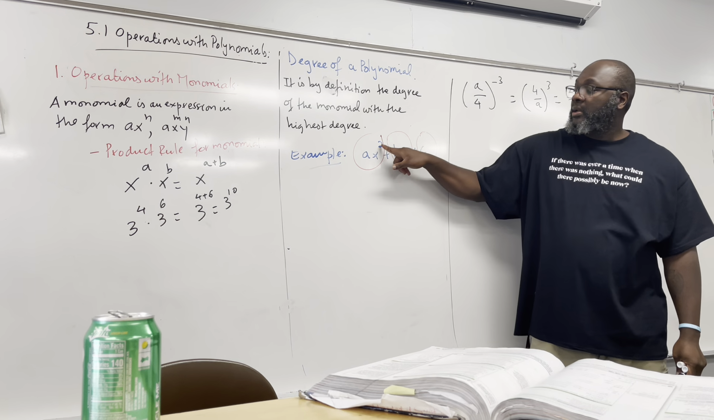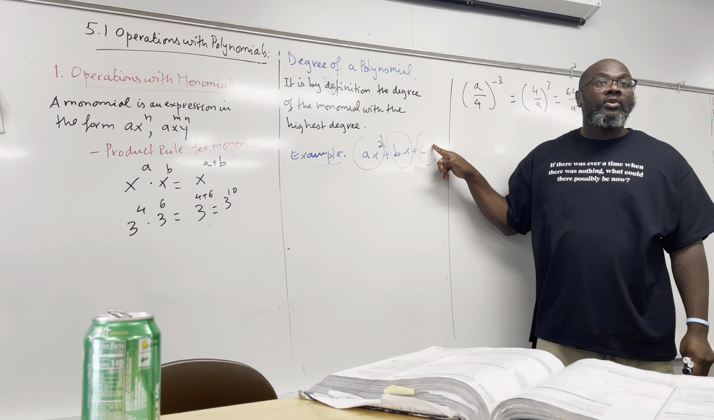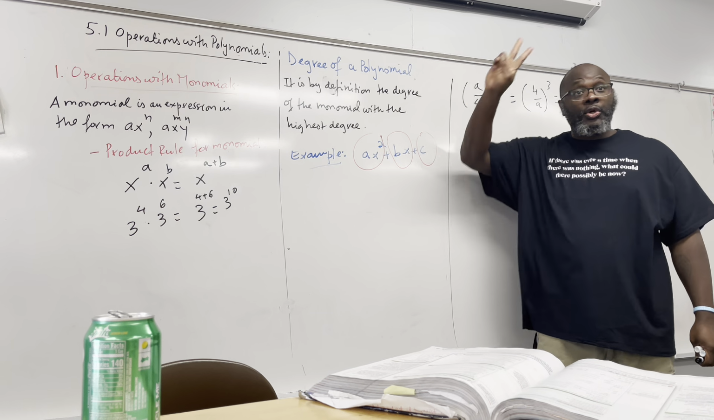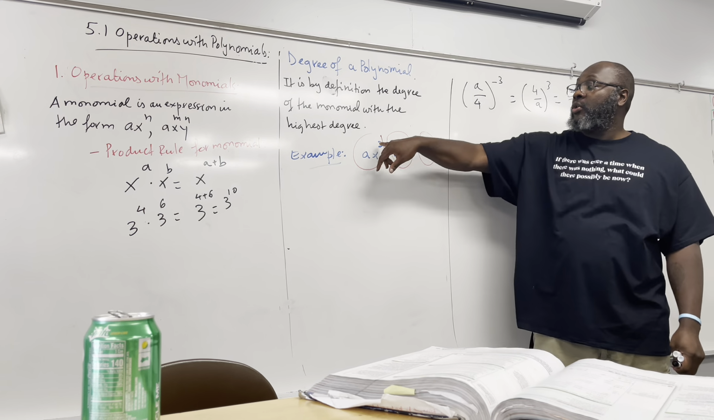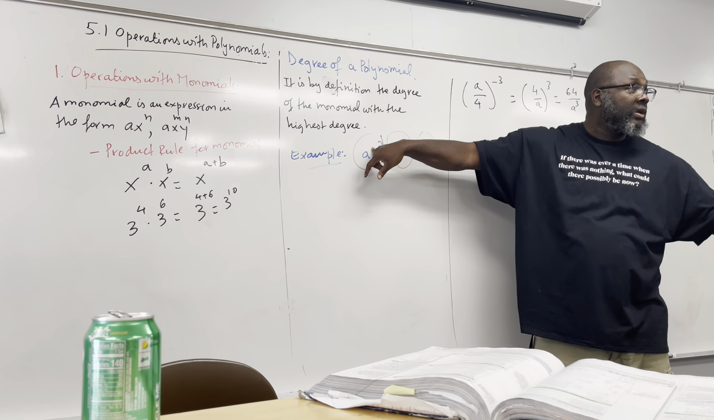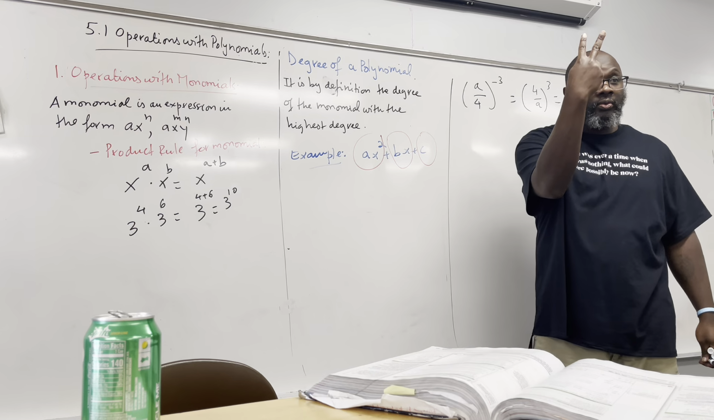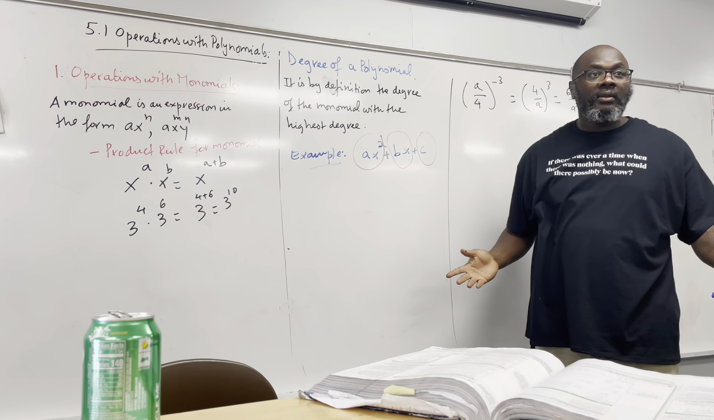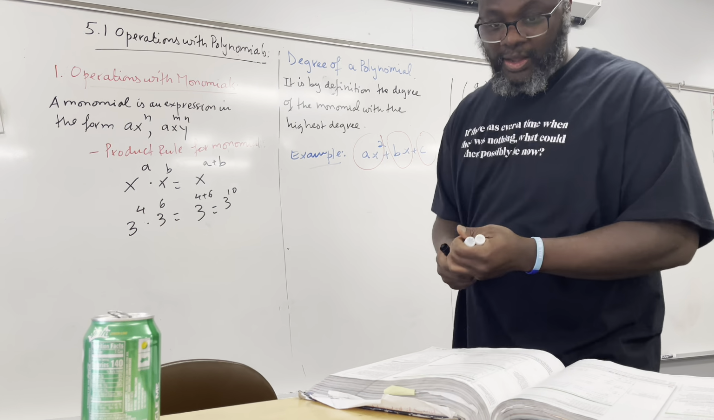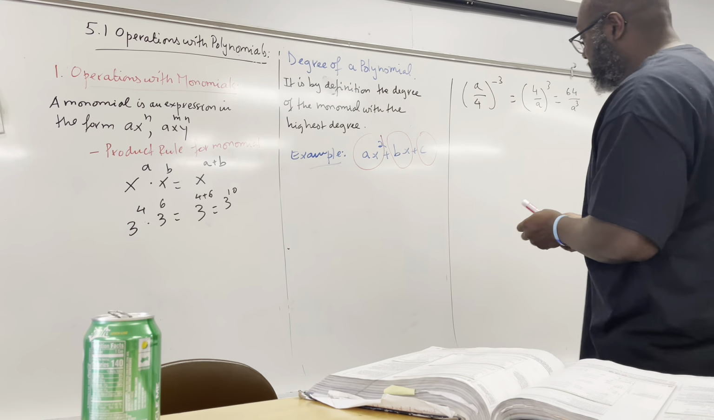This is squared, this is 1, and this is 0. So what's the highest degree here? 2 is the highest degree, because I'm looking at the exponent. The exponent is your degree. So the degree of this polynomial is 2. Is that easy? That easy. I don't know why everyone complains, because it's that easy.